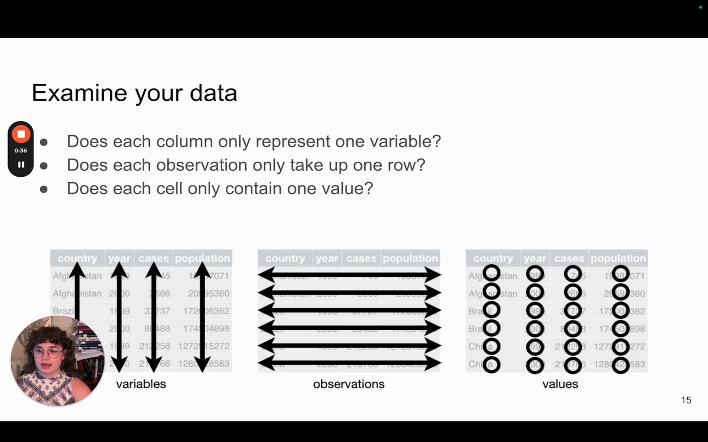Ask yourself, okay, does each column only represent a single variable? Is there any column that I need to split? Does every observation only take up one row? Do I need to condense things so that this is the case? Does each cell contain only one value? So when you're working with a new data set for your final or in other situations, these are the questions that you should be asking yourself as you first start exploring your data.